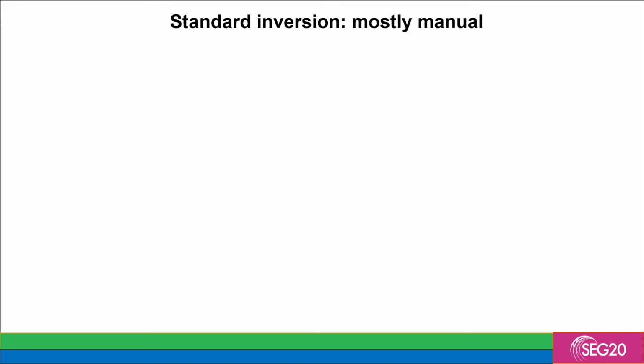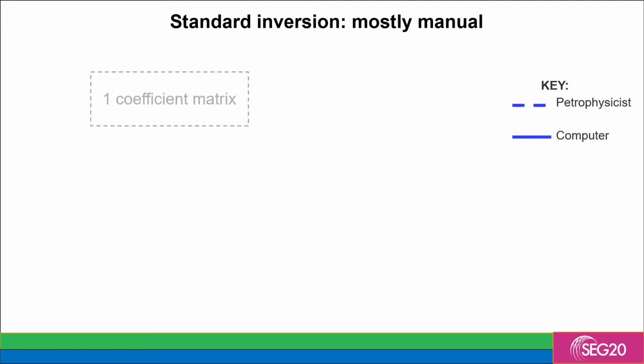If we have to summarize the workflow of the standard multimineral inversion, we would say that it's mostly a manual approach that requires significant intervention from the petrophysicist. Here is how it works. In the following steps, whenever you see a dashed line, it means that the step was completed by the petrophysicist. And whenever you see a solid line, it means that the step was completed by the computer.